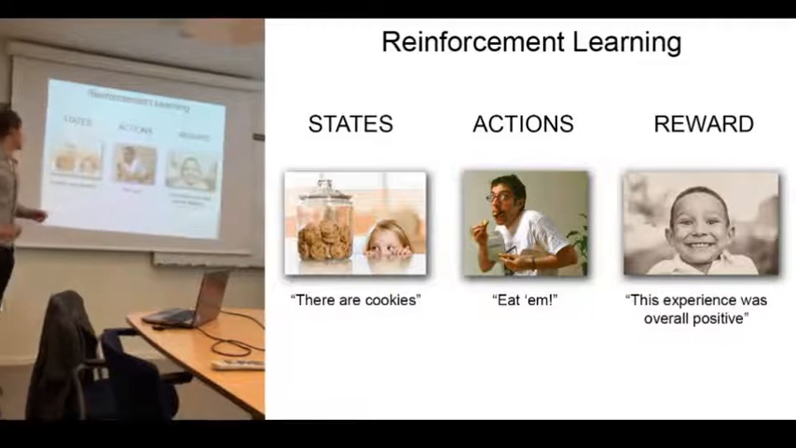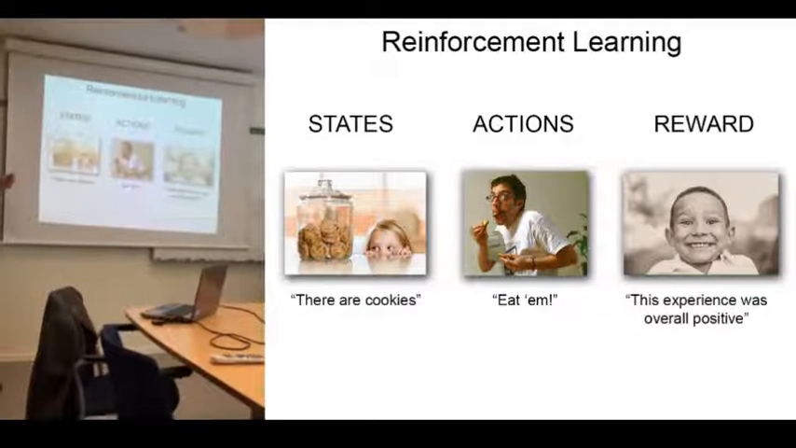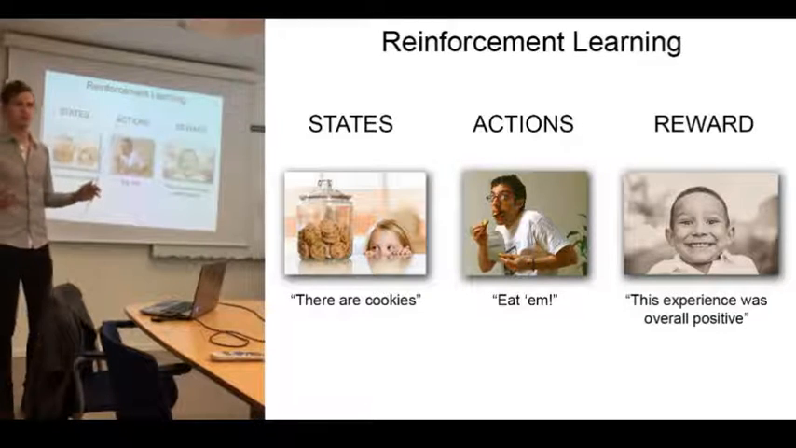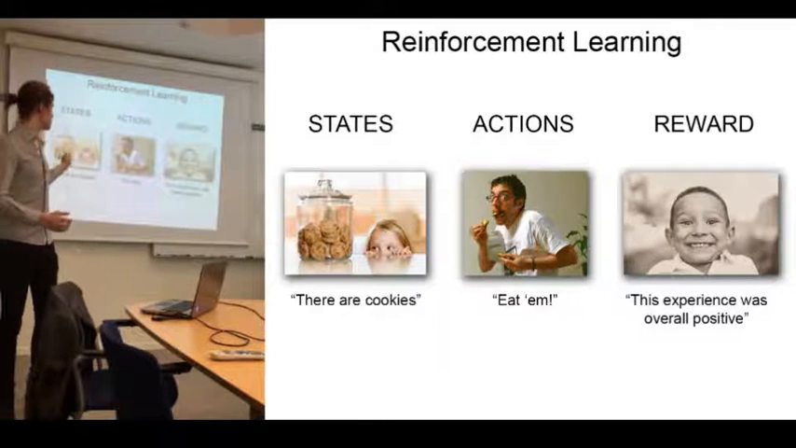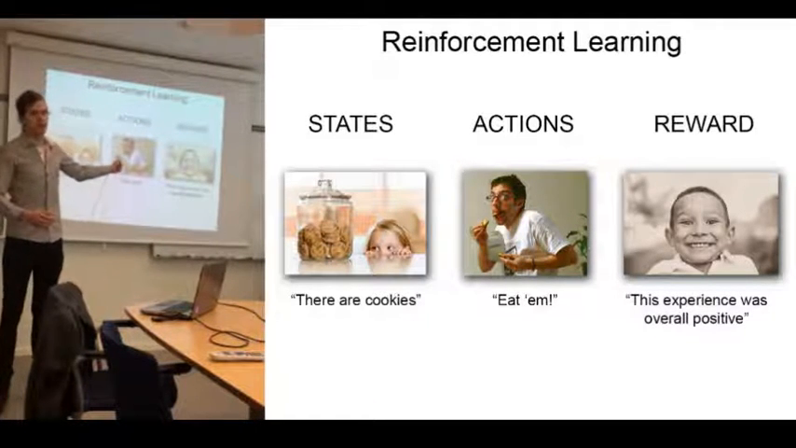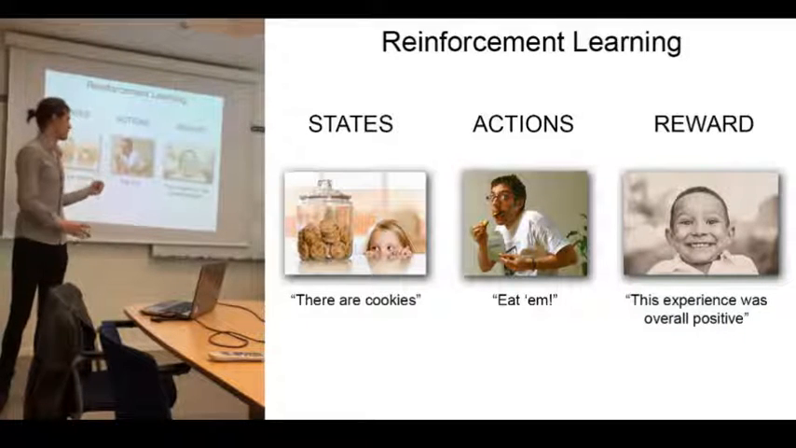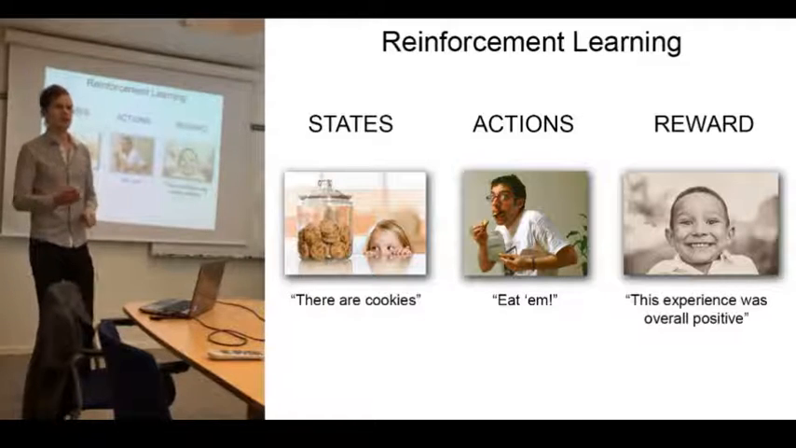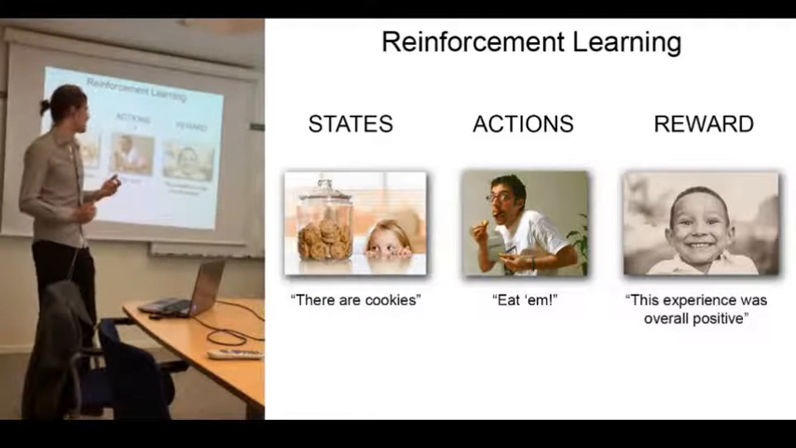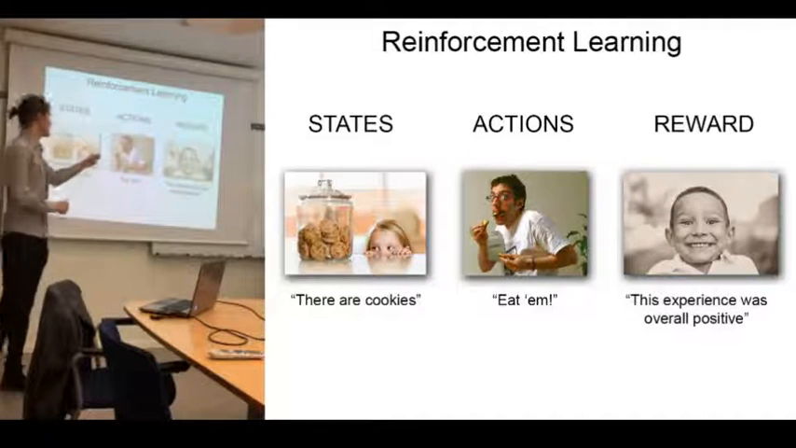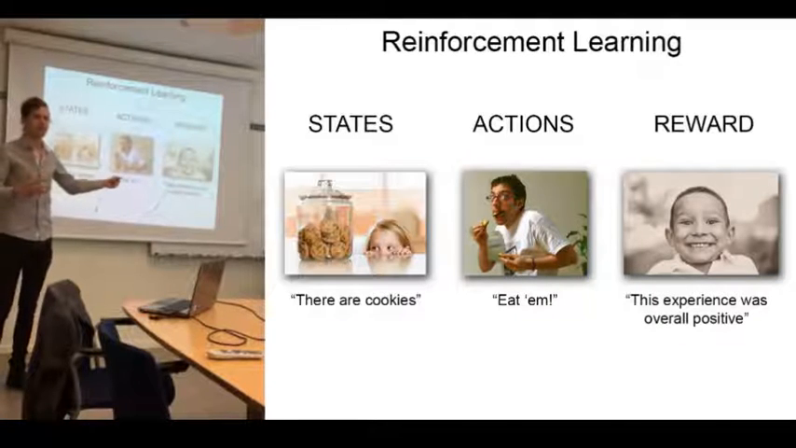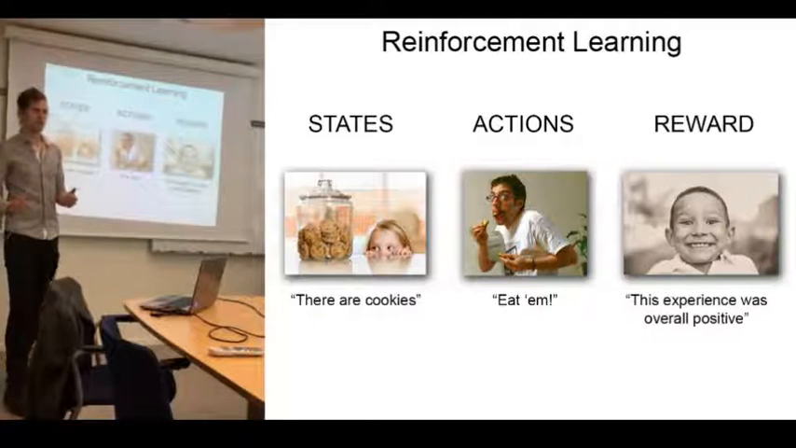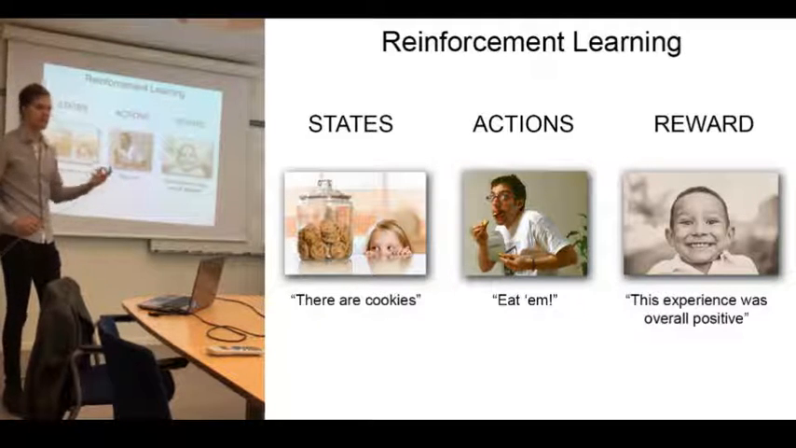For example, a state could be: are there or are there no cookies? And if there are cookies, then you can choose different actions. For example, you can make the action to try to eat them. And then if you eat them, there could be a reward. You can like the cookies or not. And the thing here is that the robot is able to learn that if there are cookies and you ate them, then you had a positive experience, and that makes it more probable for the robot to try to do that in the future. So the robot will do the things that it gets positive feedback from.